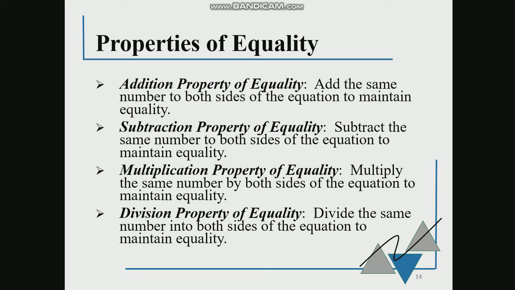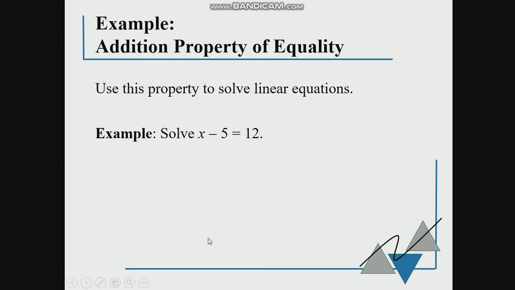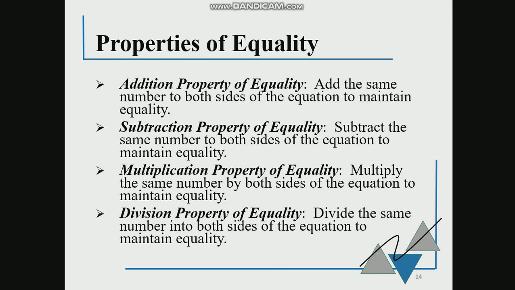We also have our properties of equality. The addition property says I can add the same thing to both sides, and that equation still has its equality. I can subtract the same thing from both sides. I can multiply the same number to both sides. I can divide both sides by the same number, and I still maintain that equality.